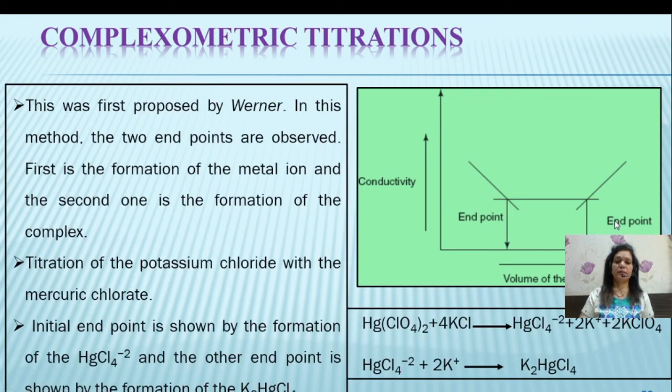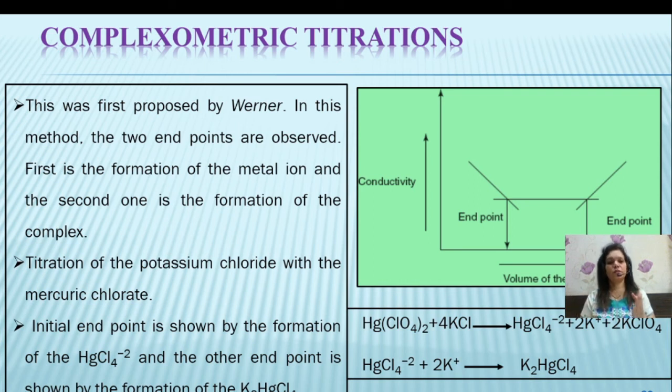Complexometric titration. We are taking here an example of complexometric titration, which was first proposed by Werner. In this method, two endpoints are observed. First is the formation of metal ion and second is the formation of complex. We'll see how this happens.